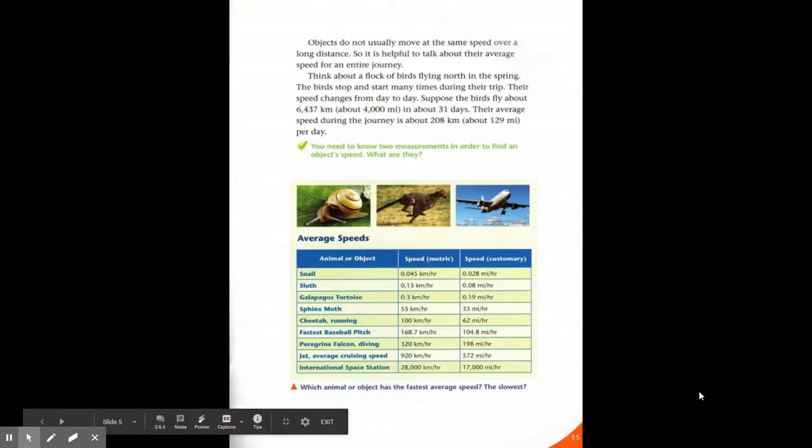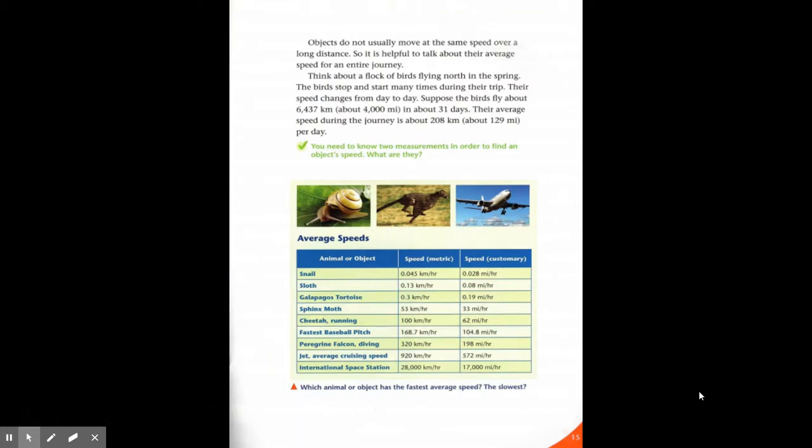Objects do not usually move at the same speed over a long distance, so it is helpful to talk about their average speed for their entire journey. Think about a flock of birds flying north in the spring. The birds stop and start many times during their trip. Their speed changes from day to day. Suppose the birds fly about 6,437 kilometers, or about 4,000 miles, in about 31 days. Their average speed during the journey is about 208 kilometers, or about 129 miles per day.